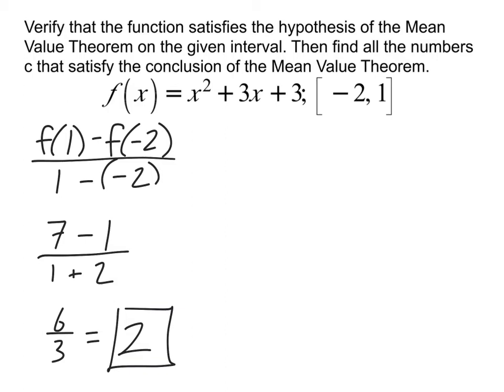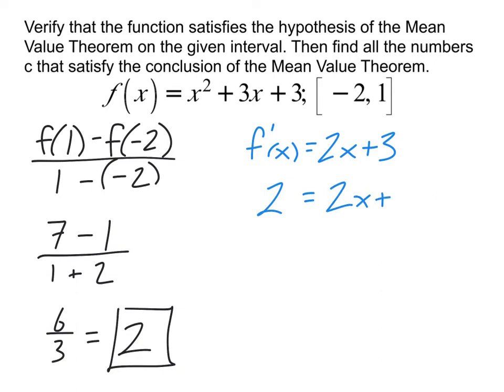So first thing I got to do there is find the derivative. So f prime of x equals 2x plus 3. And I want to know when that has the same slope. So I'm going to do 2 equals 2x plus 3. And I'm looking to see where the derivative has the same slope. It's all about that connection right there. And so then we solve it from there.